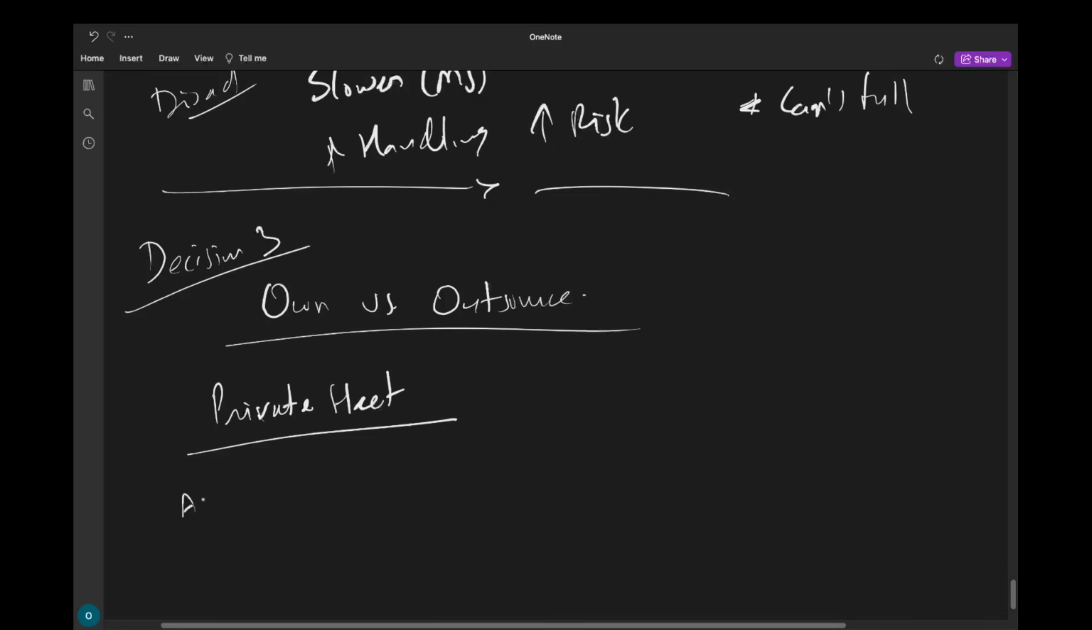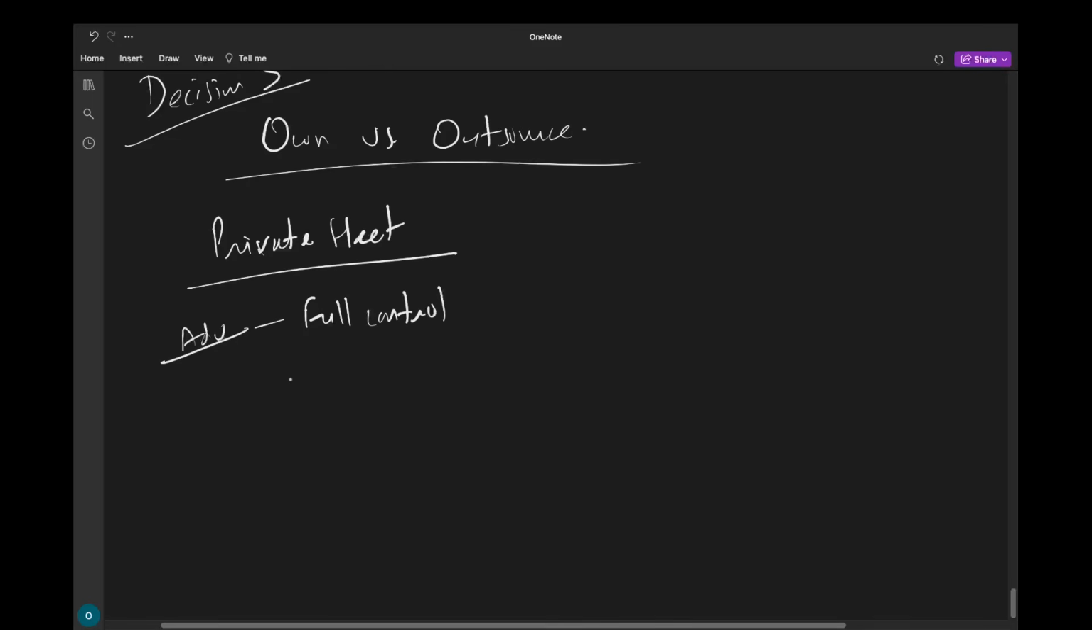What are the advantages? We have full control over service. Then we have dedicated capacity. Then no carrier availability issues, that means high availability. Then potentially lower cost at high volume.